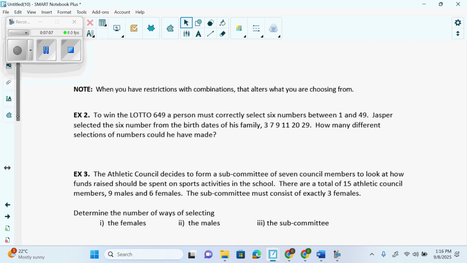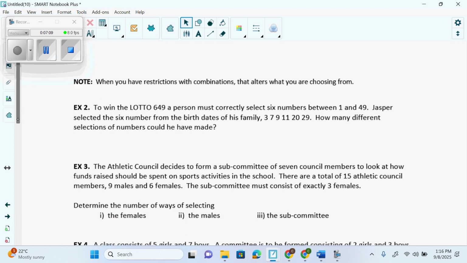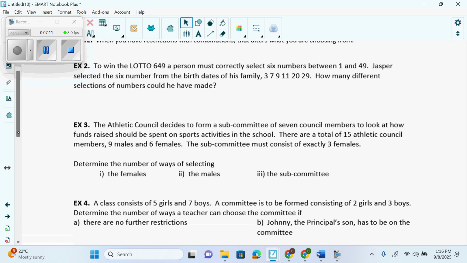Note when you have restrictions and combinations, that just alters what you're choosing from. So here we have, to win Lotto 649, a person must correctly select 6 numbers between the numbers 1 and 49, inclusive. Jasper selected the 6 numbers of the birth dates of his family: 3, 7, 9, 11, 20, 29. How many different selections of numbers could he have made?